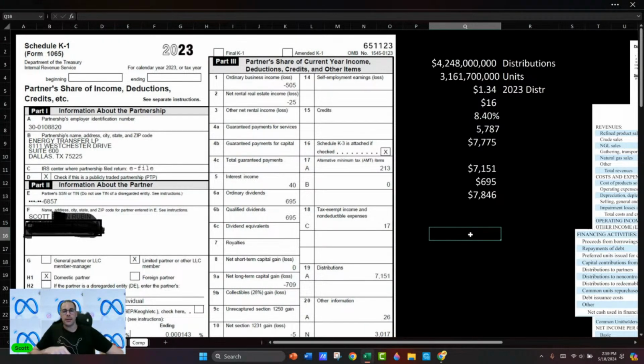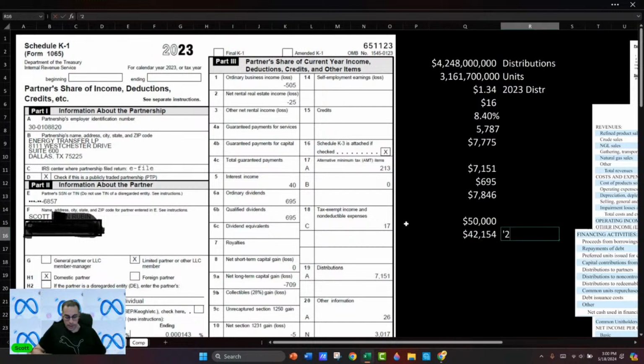Actually, here's another nuance that most people probably didn't realize. So yeah, this is a good example. I put roughly 50K into the company when I initially invested. So the 71.51 and the 695, my cost basis gets reduced by the dividend. So my cost basis is down to 42,154, and it keeps going. Say that's my 2023 cost basis, as of 3/20/2023.